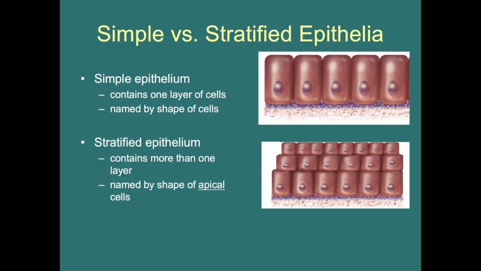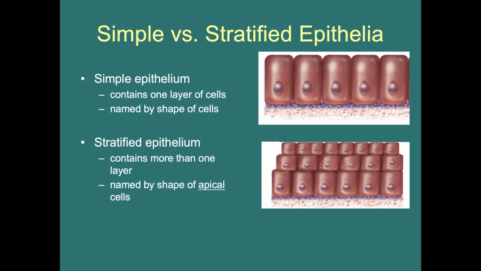Looking at the differences between simple epithelial tissue, it has one layer of cells which are connected to that basement membrane. And so we see one layer of cells here. So we know this is simple, and then we're going to look at the shape of those cells.